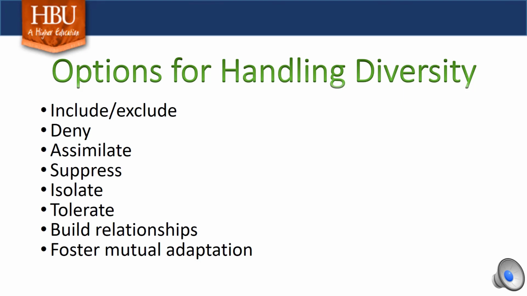Isolation is a way to reduce the complexity, and it oftentimes asks people to isolate by race, gender, or other characteristics. Tolerate is where the managers operate under this option, acknowledging gender and racial differences, perhaps because of affirmative action, but not necessarily, again, a positive approach.